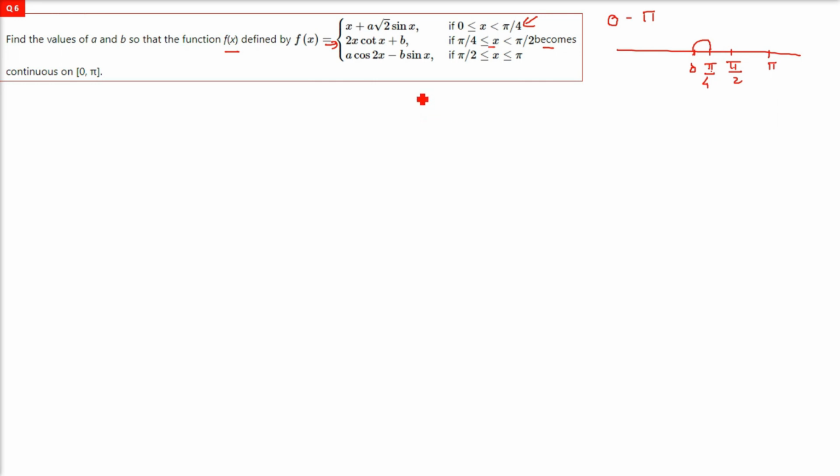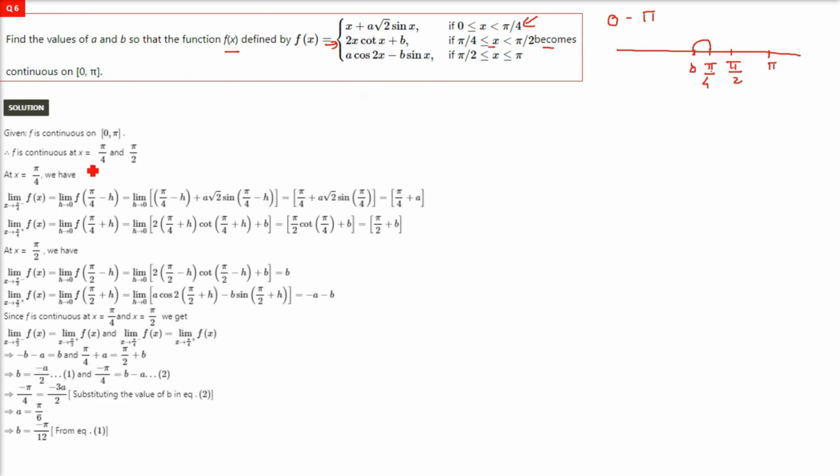For being continuous and differentiable, what happens? First of all, for continuity, the left hand limit should be equal to the right hand limit. So for your reference, I am just giving you the solution, and I'm going to tell you how it is done. But the answer is for your reference, right?